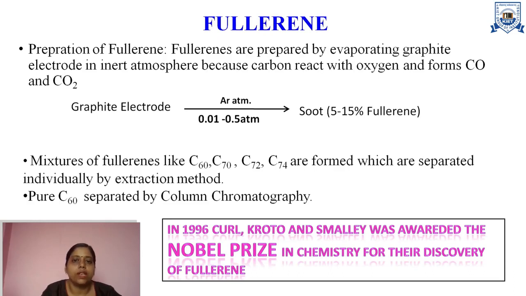Preparation of fullerene. Fullerene can be prepared by evaporating the graphite electrode in an inert atmosphere at 0.012 to 0.5 atmospheric pressure. It forms soot. The necessary condition for the preparation of fullerene is an inert atmosphere because carbon reacts with oxygen and forms carbon monoxide and carbon dioxide. A mixture of fullerenes like C60, C70, C72, C80, C82, C84 is formed, which are separated individually by extraction method. Pure C60 is separated by column chromatography. In 1996, Curl, Kroto and Smalley were awarded the Nobel Prize in Chemistry for their discovery of fullerene.